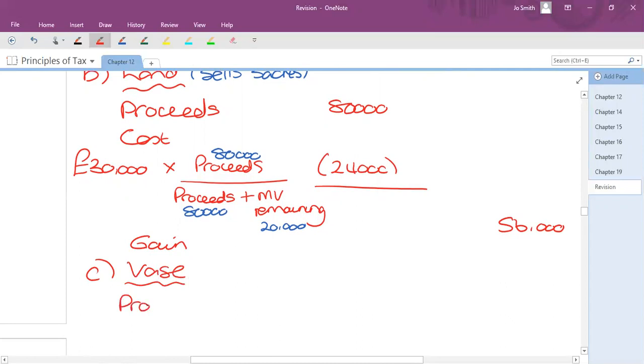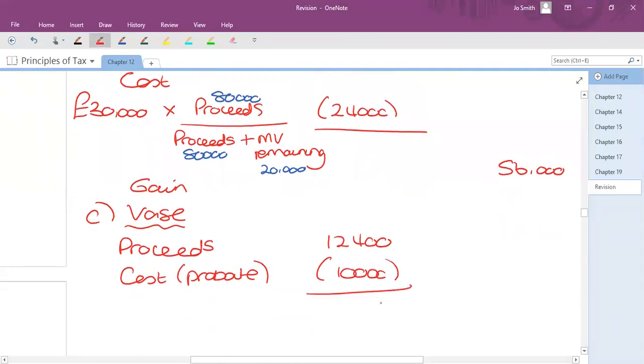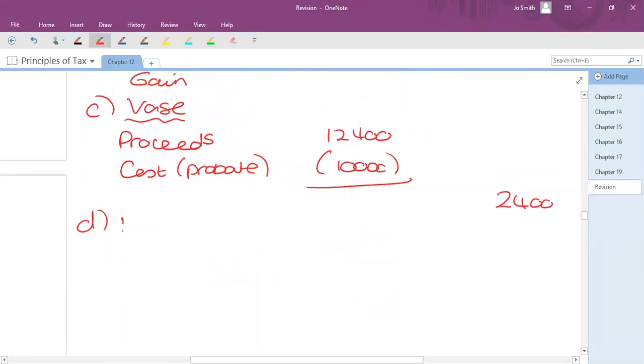So proceeds we're given 12,400, and then for the cost, remember we're using that probate value, which was the 10. So not the cost to the original person that bought the asset, it's what it was worth when you inherited it, which gives me 2,400. And the final one, which is the house.